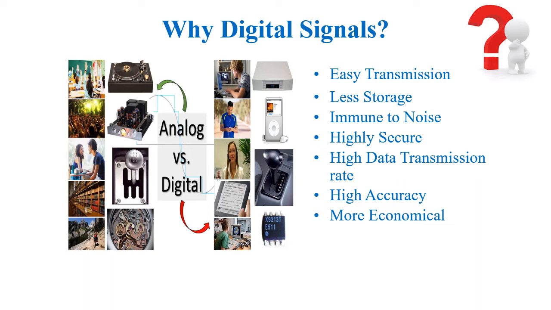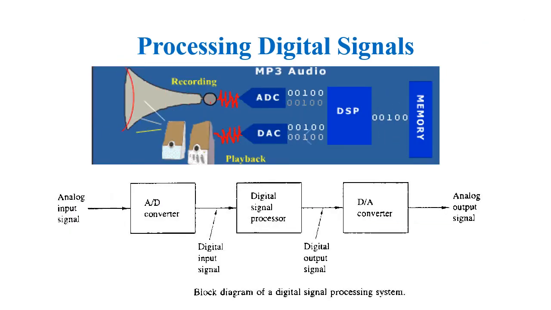So with these advantages, now let us see how to process digital signals. The first block indicates an A to D converter which converts an analog input signal to a digital output signal, and this is a processor which will process the digital input depending upon the application, and again the signal is converted to analog and then fed to the specific application.